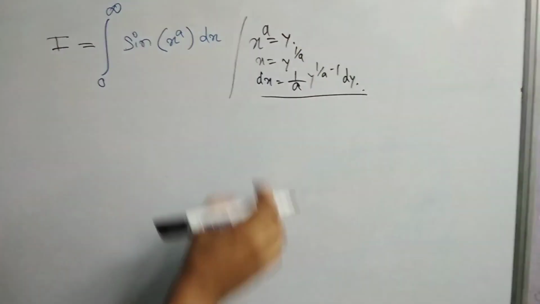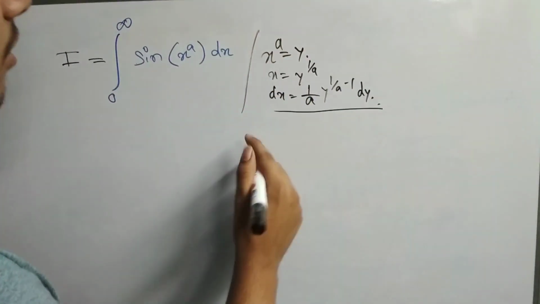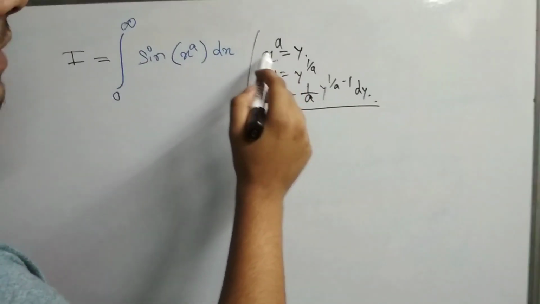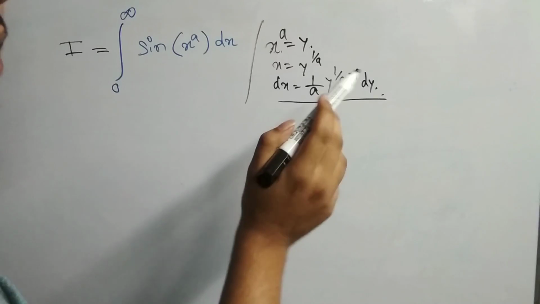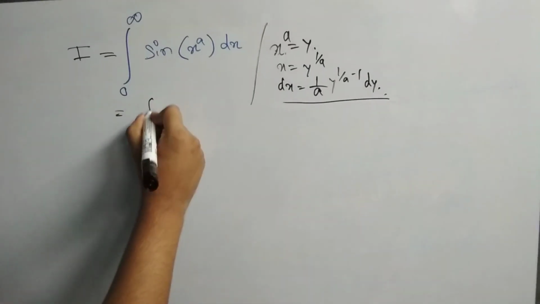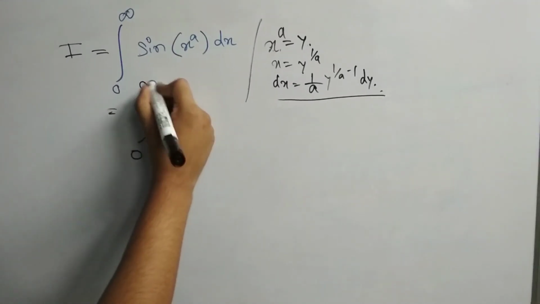So we have substituted a new variable y. The new limits will also be from 0 to infinity, because if you put 0 in x it will be 0, and if you put infinity it will be infinity. Now we substitute in the values 0, infinity.